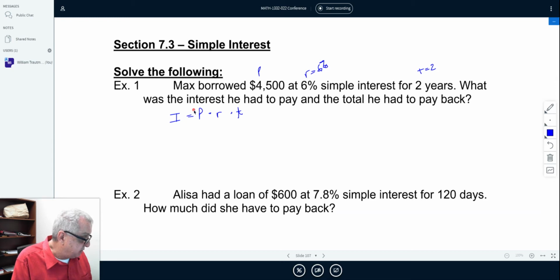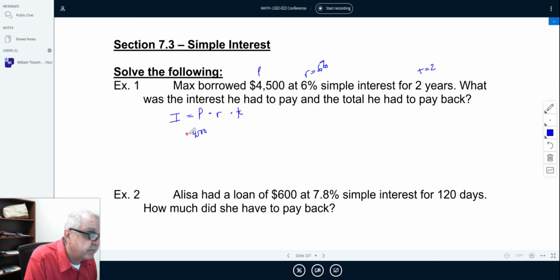So we're not going to use PV. We're just using P as our principal. PV stands for principal value. So we're just going to use P. So our principal value, which is our starting amount, was $4,500. Our interest rate is 6%, and time in years is 2 years. What was the interest he had to pay?